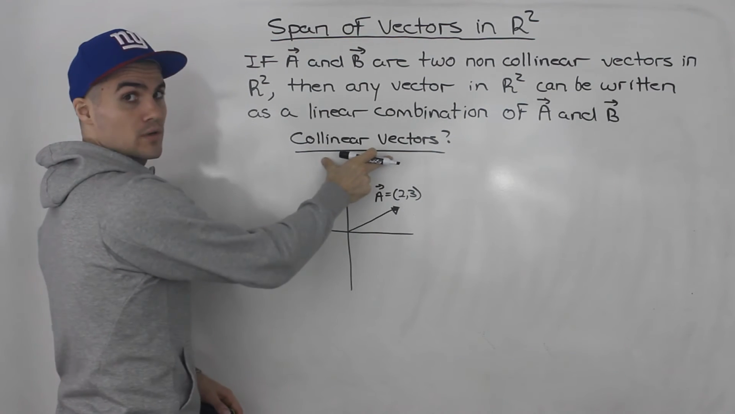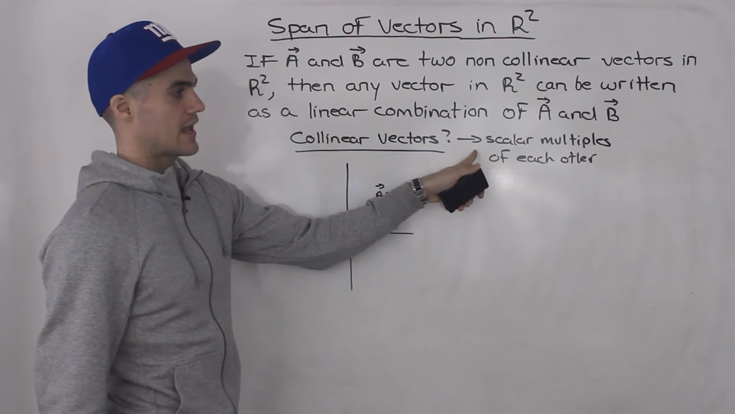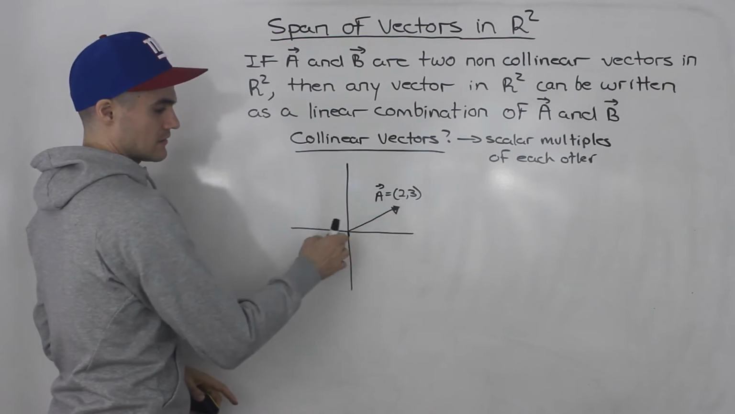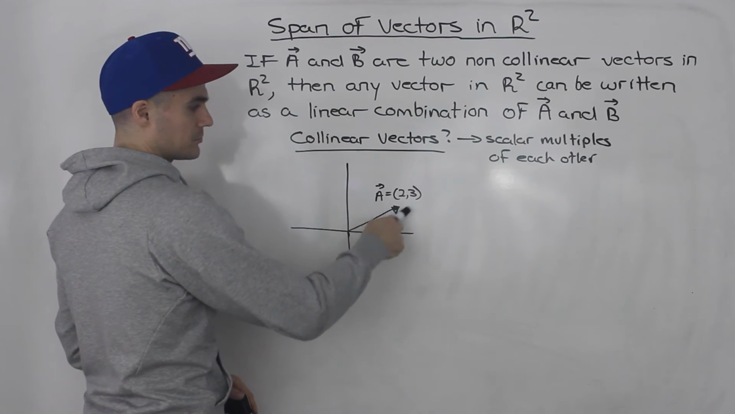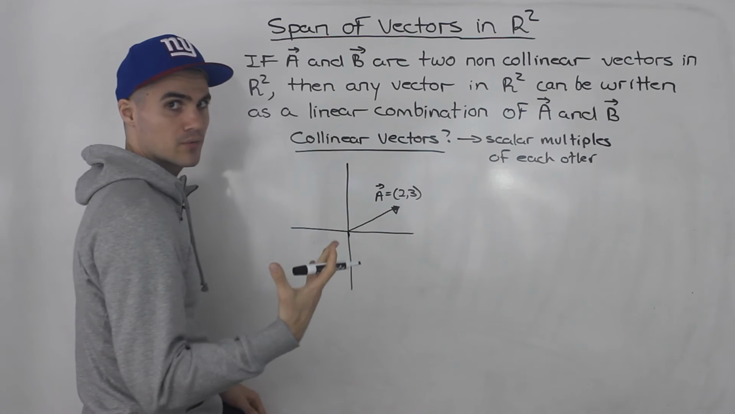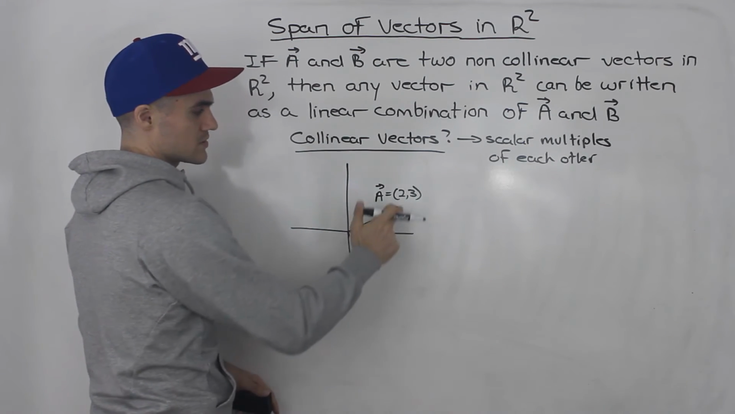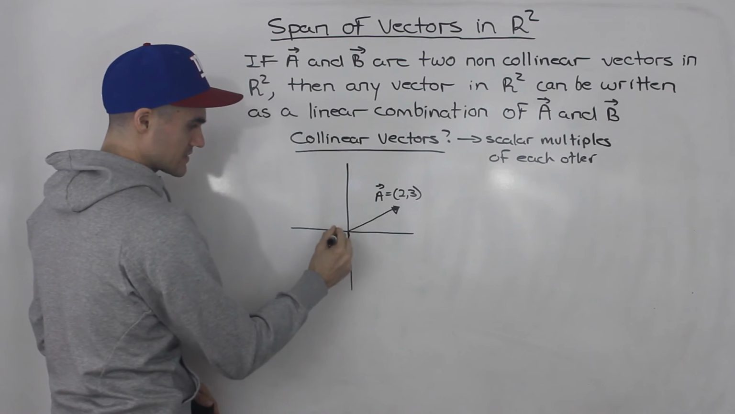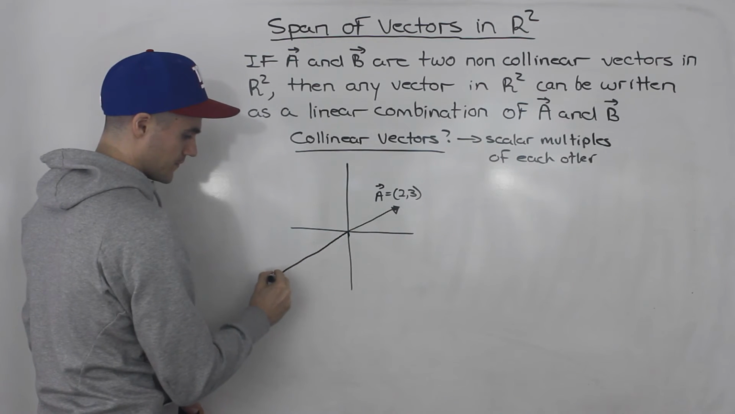And if you remember, what does collinear vectors mean? Well, what it means is that the vectors are just basically scalar multiples of each other. So we have this vector A. Let's draw another vector B that's collinear. So we got to multiply A by some kind of scalar. We can pick whatever we want. Let's multiply it by -2. So this 2 and 3 would become -4, -6. -4, -6 would be down over here.